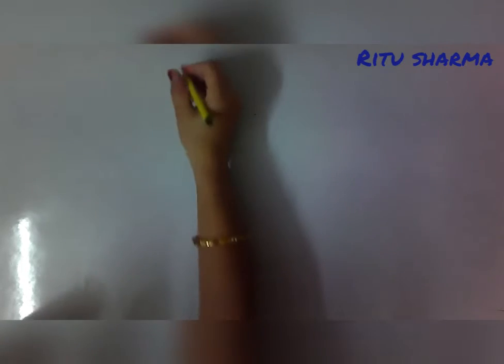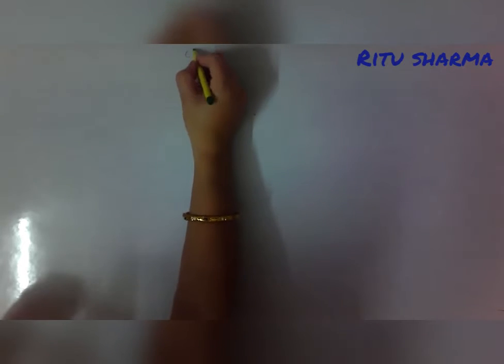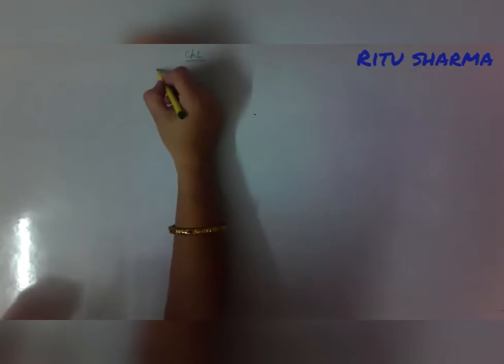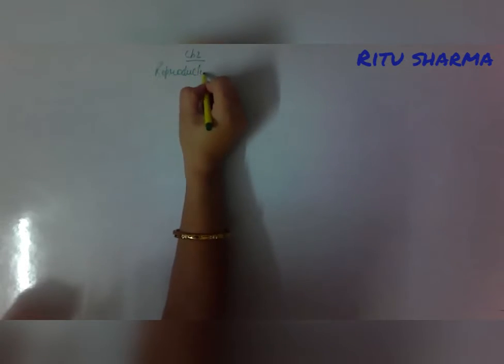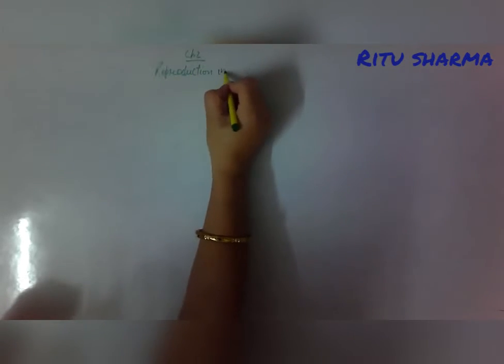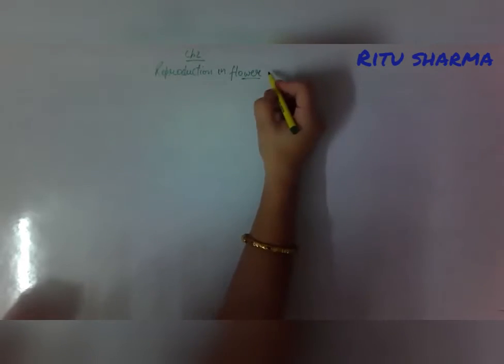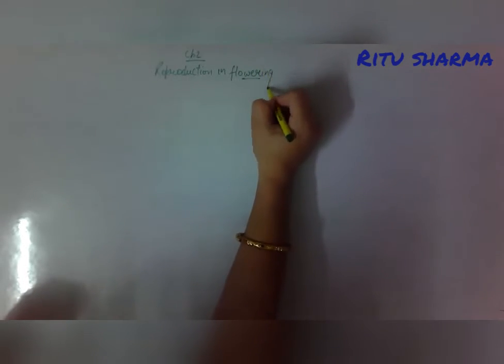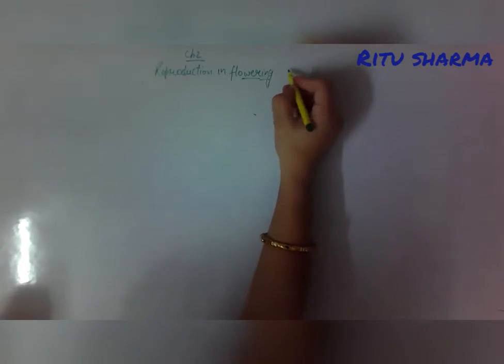Namaskar everyone. Today we are going to start chapter number 2, that is reproduction in flowering plants. As you all know, CBSE has deducted some part of your syllabus, so chapter number 1 is also included in the deducted part.